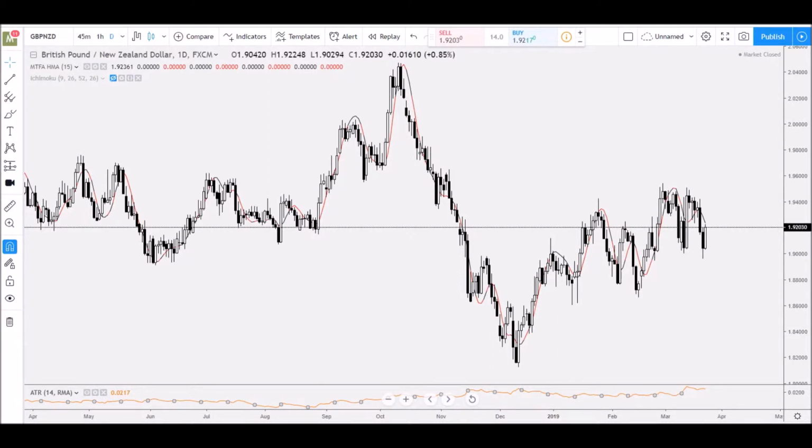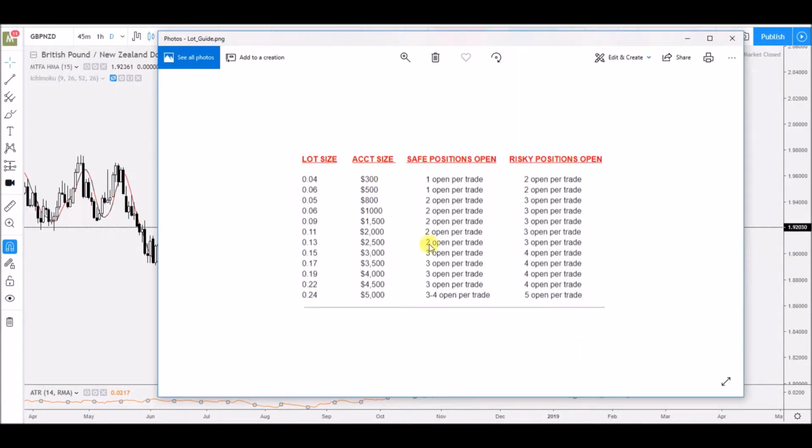So I'll actually send a screenshot out with a graph I put together as a kind of a lot size guide, and you guys can follow that. Let me see if I have it here. Yeah, I'll send this out to you guys. If you have an account size that's bigger than this, just let me know and I'll work with you one-on-one to figure out the proper lot size to keep your account safe.